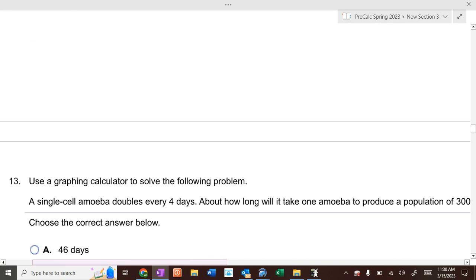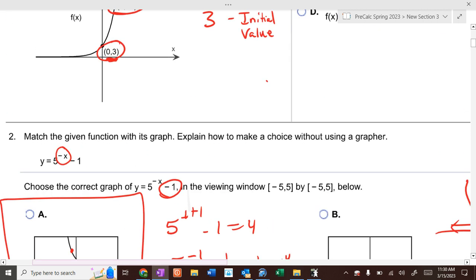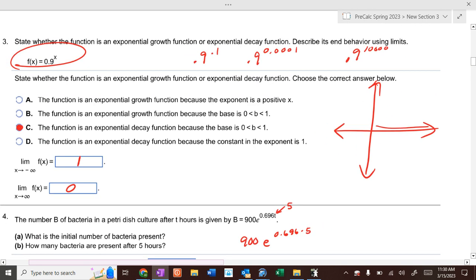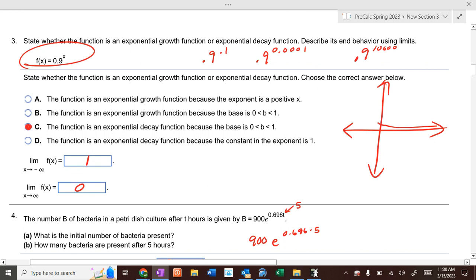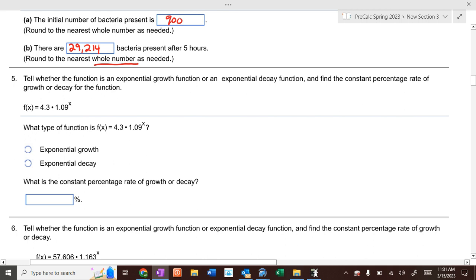Number 3, I was wrong. I was right initially, but then I thought about it and changed my answer, and I was wrong. As we keep going this way, it's going to keep going up this way. So as we go towards negative infinity, it will wind up going up towards infinity. Eventually, it'll wind up going towards infinity, but this will wind up going towards 0. Okay? All right. So we got that one straightened out at least.